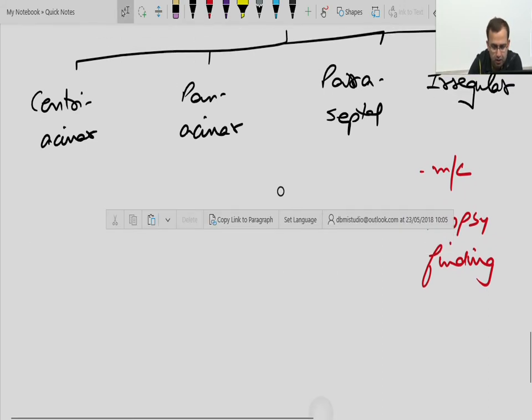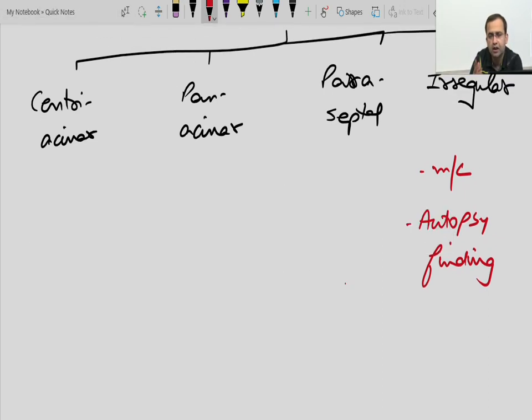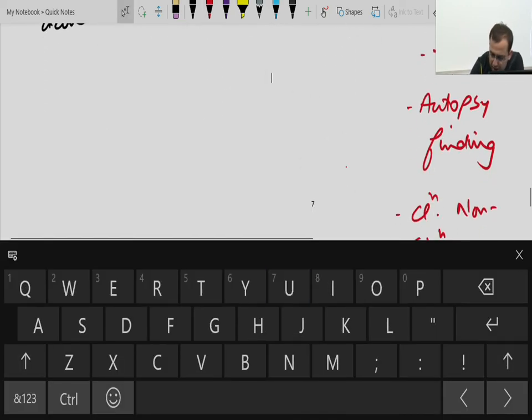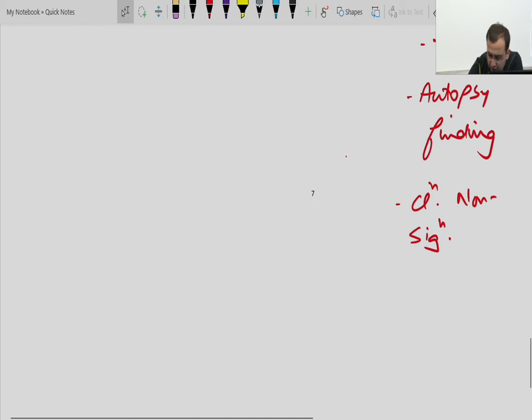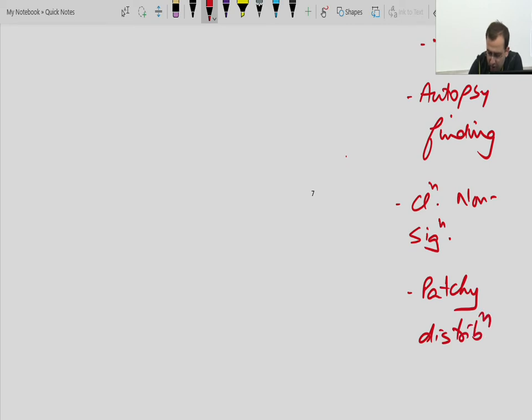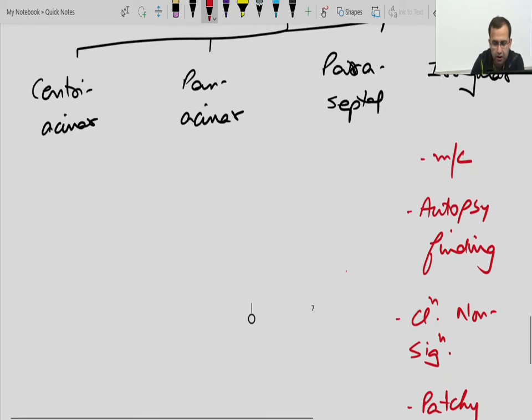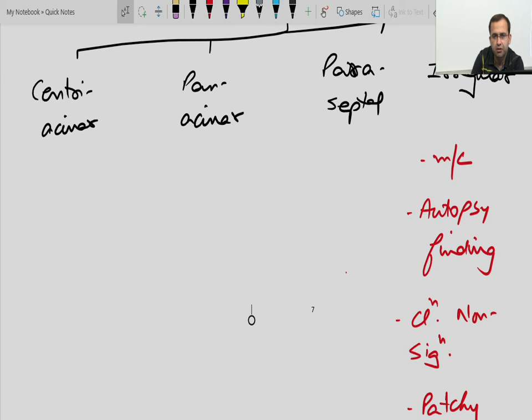So, is it clinically significant or non-significant? It is clinically non-significant in nature. Next point, location. It has a patchy, irregular distribution, that is irregular emphysema.